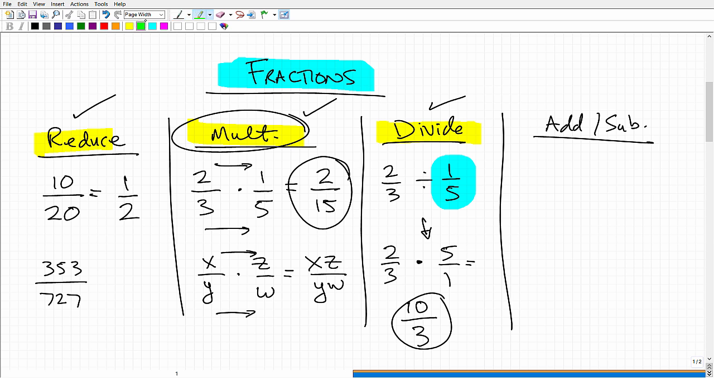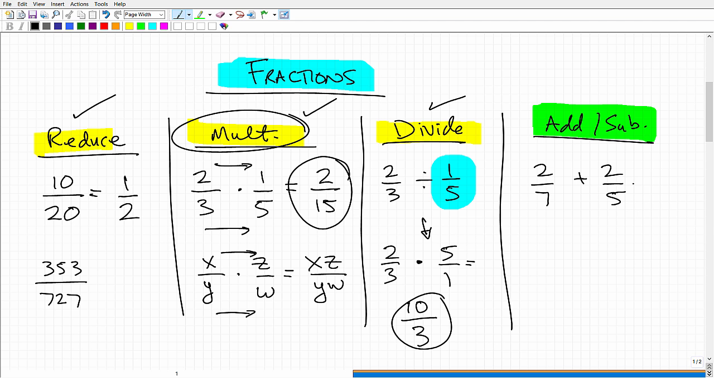Now, we're coming to the good part. Here's where people struggle, all right? Adding and subtracting fractions. So if I have, say, 2/7 plus 2/5, this is where students go, oh my goodness.